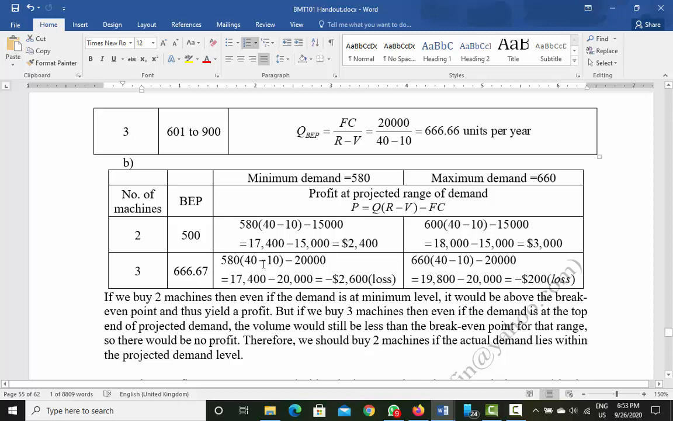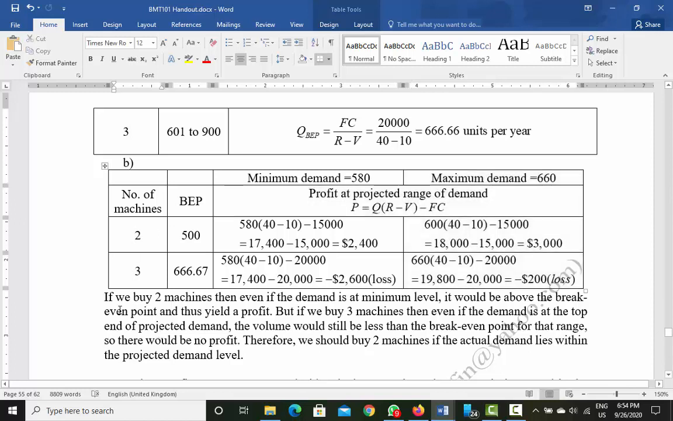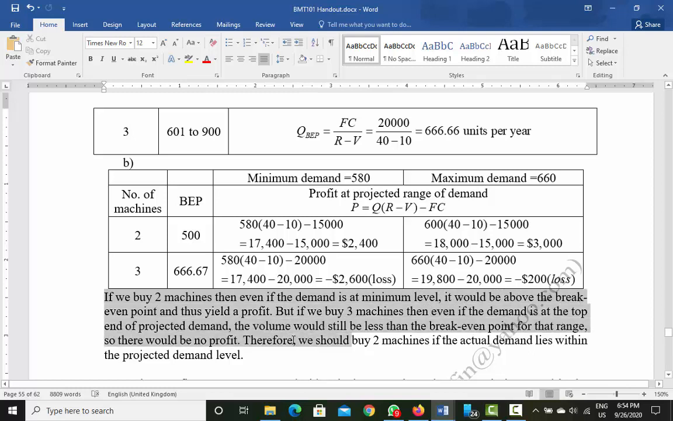If the market is at minimum demand level, he will make a loss. If the market is at maximum demand level, still he will have a loss. So if the manager buys 3 machines, he will always end up in loss. So buying 2 machines will be the best choice for the manager. If we buy 2 machines, then even if the demand is at minimum level, it would be above the break-even point.